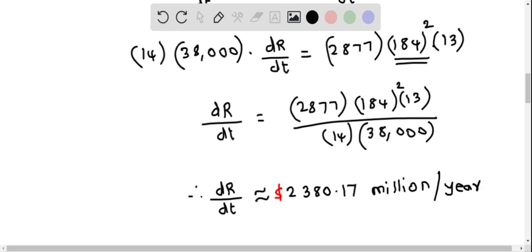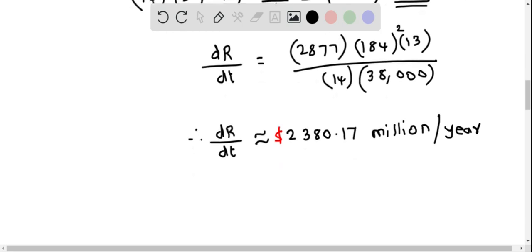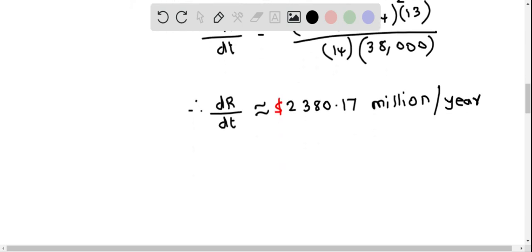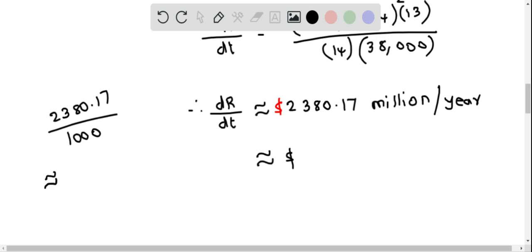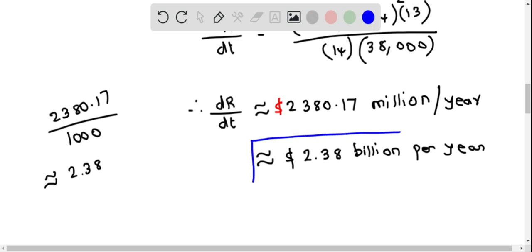This is in dollars per year, because the unit of revenue is $1,000,000. It is $1,000,000 per year. In fact, we can convert this to billion by dividing by 1,000. So we get 2380.17 divided by 1,000, and this is approximately 2.38. We can ignore the other decimals. So it is $2.38 billion per year. And so this is the rate of change of revenue.